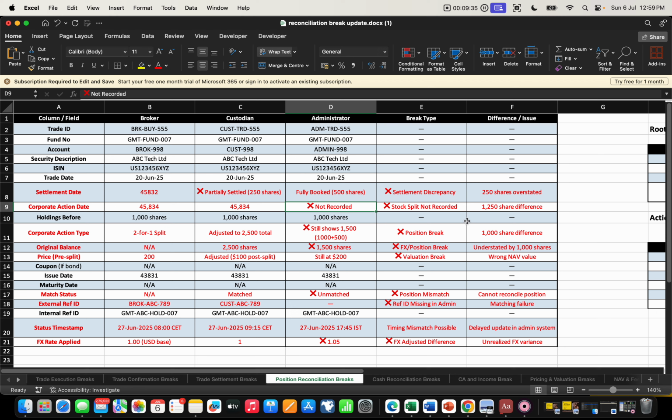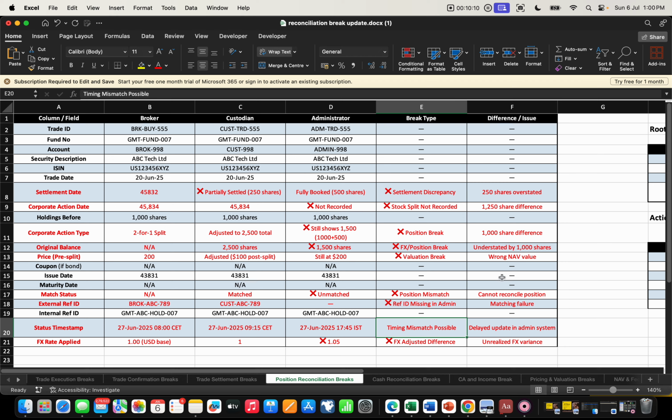Okay, corporate action type, like a 2-for-1 split adjustment of 250 shares, it still shows 500. Due to that it will get impacted, but here if we connect everything it will be corrected, so your original balance, your price, and everything get matched. Okay, so the match status will be unmatched because your admin did not book correctly, and your status will be delayed, with a timing mismatch between the things.